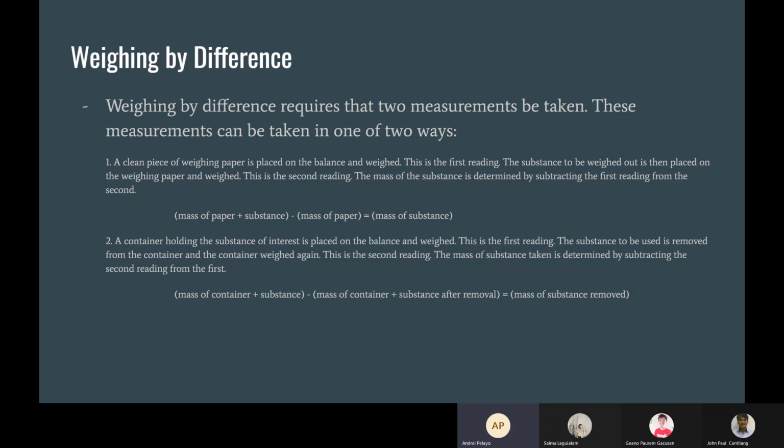Number 2. A container holding the substance of interest is placed on the balance and weighed. This is the first reading. The substance to be used is removed from the container and the container weighed again. This is the second reading. The mass of substance taken is determined by subtracting the second reading from the first. Mass of container plus substance minus mass of container after removal equals the mass of substance removed.